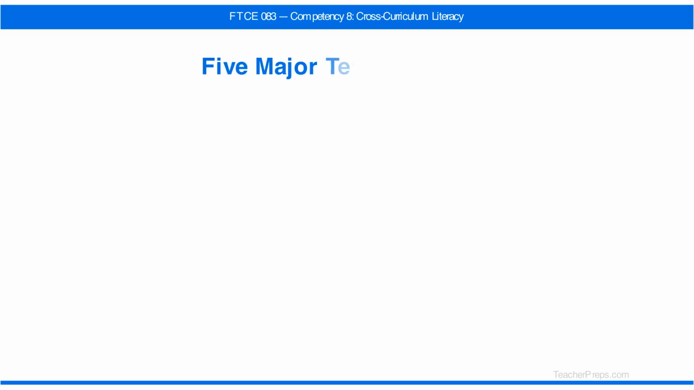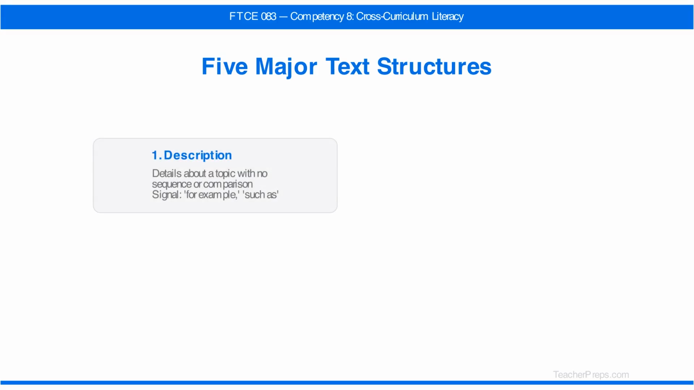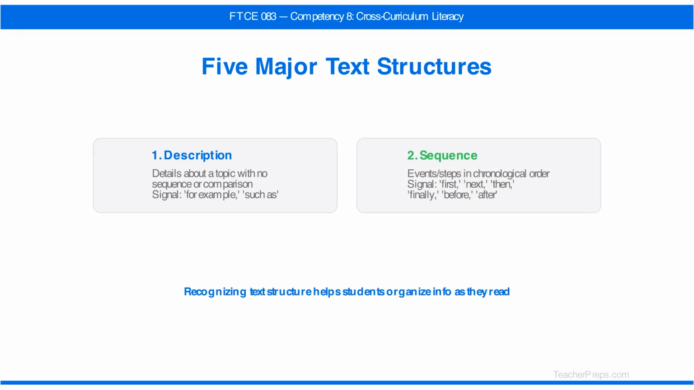Let's get into it. Let's start with text reading skills, specifically the 5 major text structures. Understanding text structure is critical because it helps students organize information as they read, especially in content areas like science and social studies. The first structure is description. In a description structure, the author provides details about a topic without a particular sequence or comparison. Think of a passage describing the features of a rainforest ecosystem. It lists characteristics: warm temperatures, high rainfall, dense canopy layers. Signal words include, for example, such as, characteristics include, and in addition.